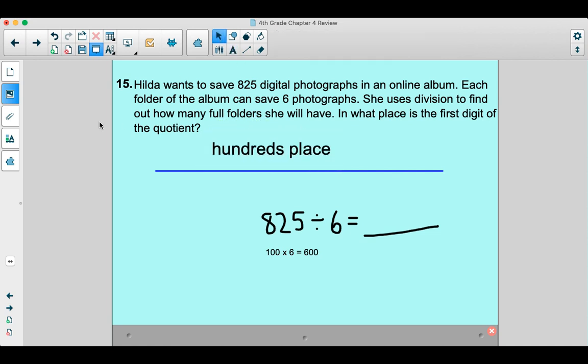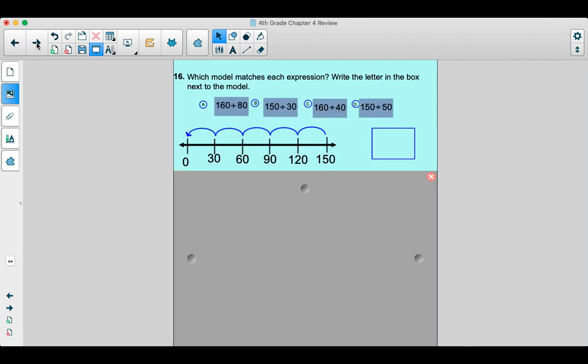All right. Next, number 16. Here we go. Which model matches each expression? Write the letter in the box next to the model. Okay, so we've got A, 160 divided by 8, B, 150 divided by 30, C, and D, right? Okay, so let's look at the number line, analyze it. What do you see? What are the endpoints? We've got 0, we've got 150. So that automatically eliminates A and C because these are 160 and this one has an endpoint of 150.